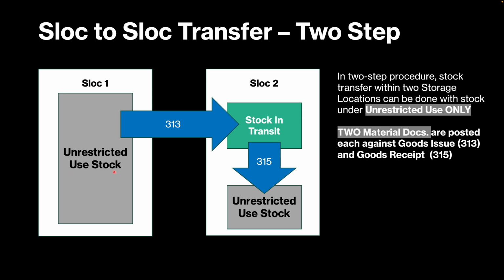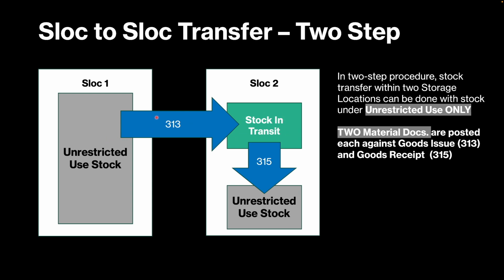For quality inspection and block stock, you will always have to use the single step procedure. You do not have a two-step procedure for quality inspection and block stock. So how do we do this two-step procedure? First, the issuing storage location will post movement type 313. This movement type will post the material under stock in transit.